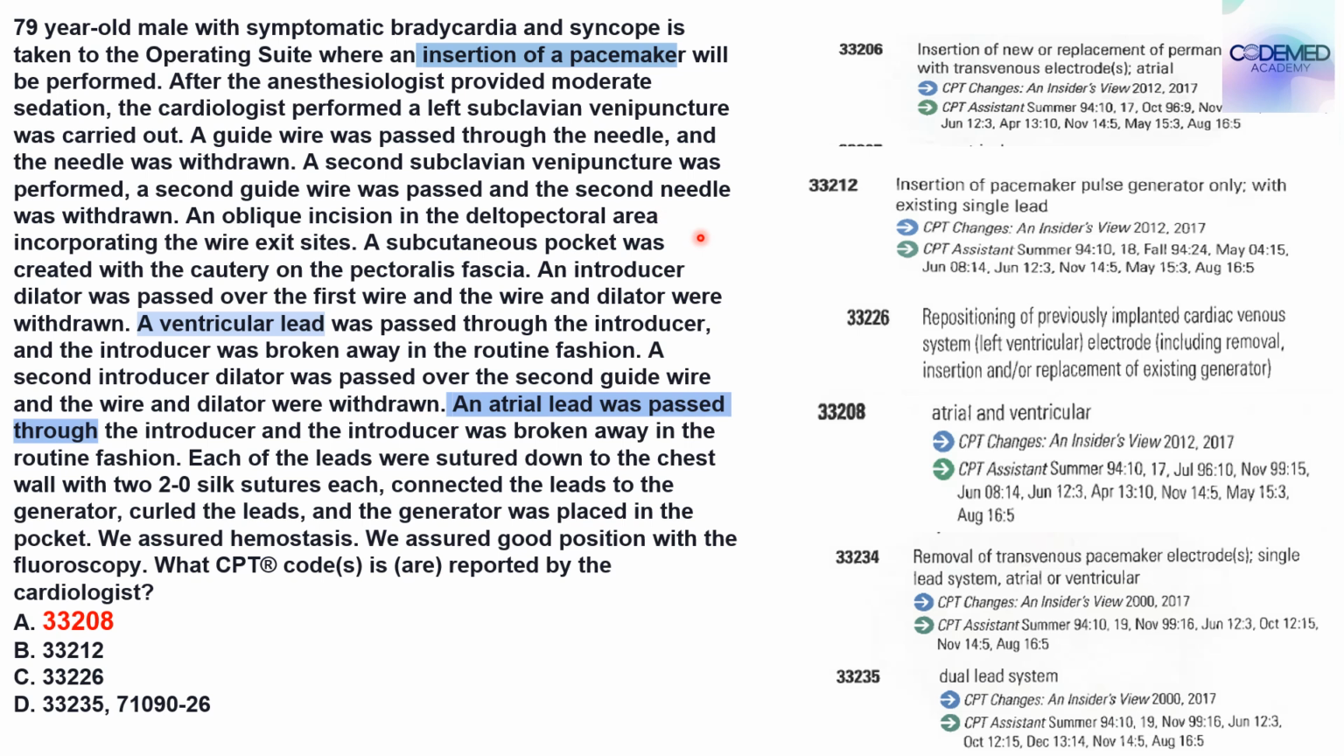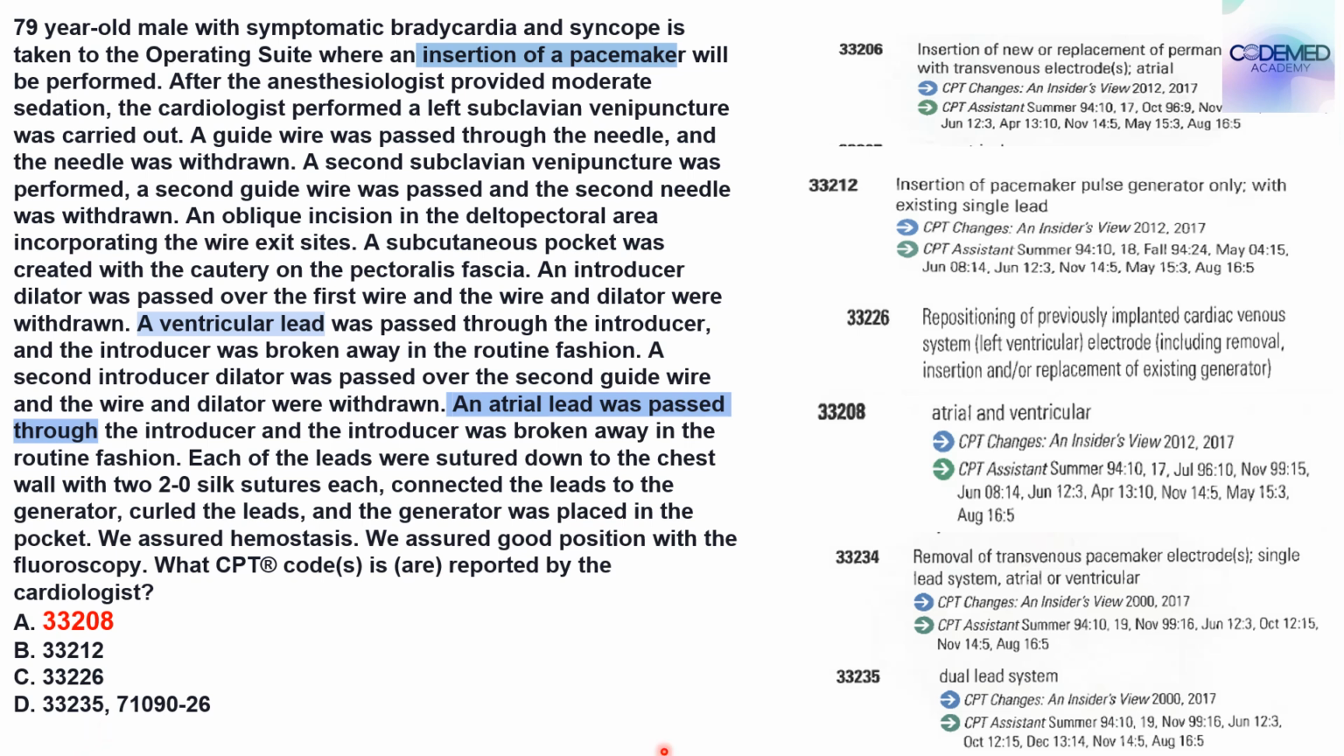Now, whenever we are introducing a new system, we have a single code which talks about the introduction of both. I mean, they don't talk separately, but the code language is insertion of the new or the replacement of the permanent pacemaker with a transvenous electrode. So this is the system code. That means I am putting the system for the first time.